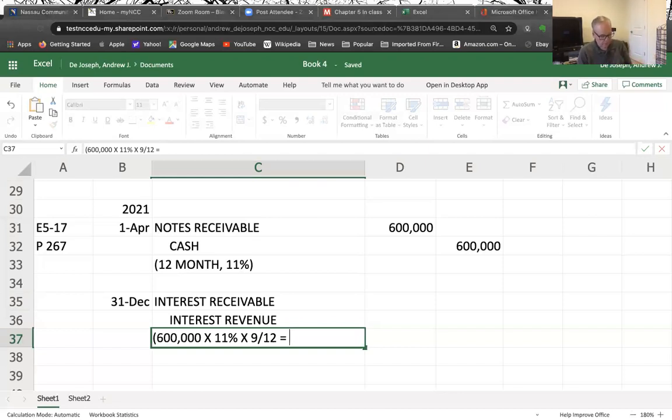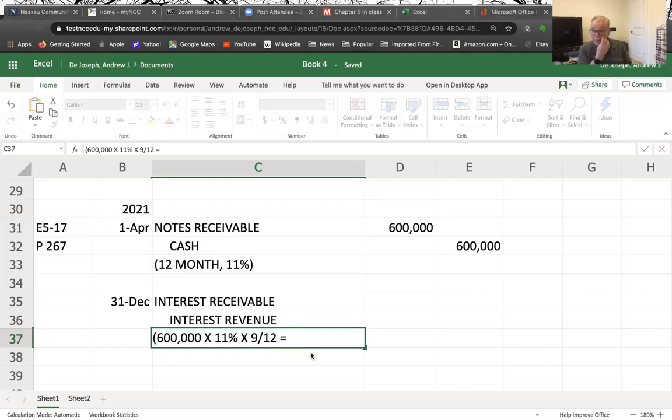So 600,000 times 11% is $66,000, but that represents a year's worth of interest. Whenever you see a percentage in a problem like this, that's an annual rate. If it's for a shorter period of time, you need to multiply by that shorter period of time. This is 9 months out of 12.